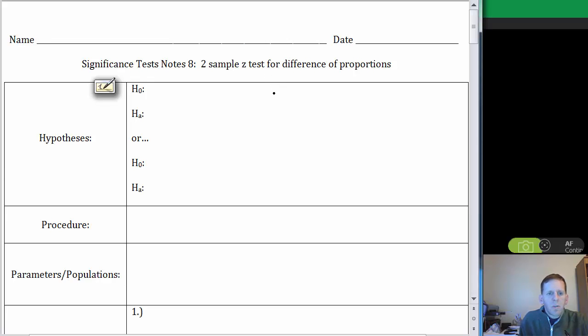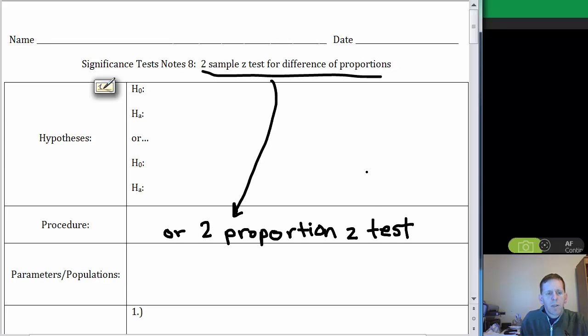These are significance test notes 8 on the 2 sample z-test for difference of proportions. So we have a new test we're going to learn about, which you can call this thing I just underlined here, or we can also call it by the shortened version, which is called the 2 proportion z-test. Just like any test, we always start with the hypotheses first.